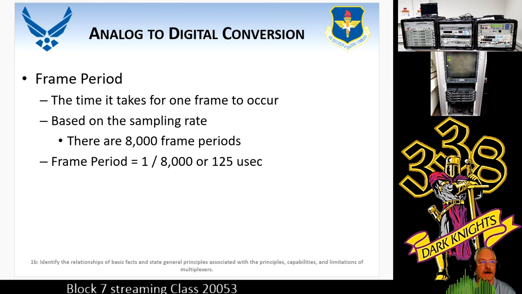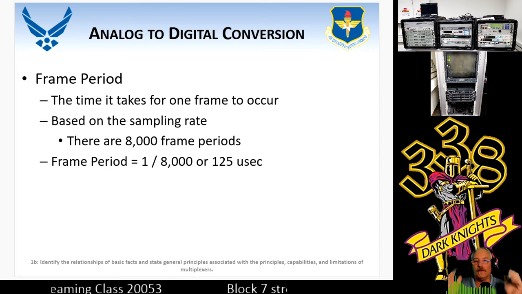The way we find this out is, to get our frame period, we take our sample rate and do the reciprocal of it. So it's 1 over 8,000 samples per second. When you divide those out, you get 0.000125 seconds, or 125 microseconds. So it took 125 microseconds to sample all 24 channels. That's what a frame period is. It's pretty big when you come right down to it. The multiplexer went from 1 through 24, and that's what it used.